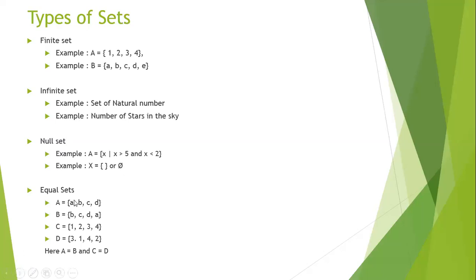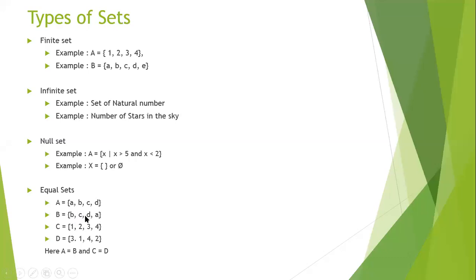Now the equal set. Suppose I have the set A, A is equal to A, B, C, and D, and B is equal to B, C, D, and A. Now just think. 1, 2, 3, 4. There are 4 elements in A and B. But all the 4 elements are the same. Here we have A, B, C, D. Here also we have A, B, C, D.